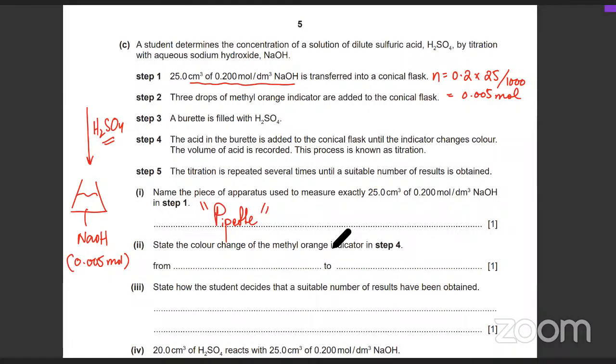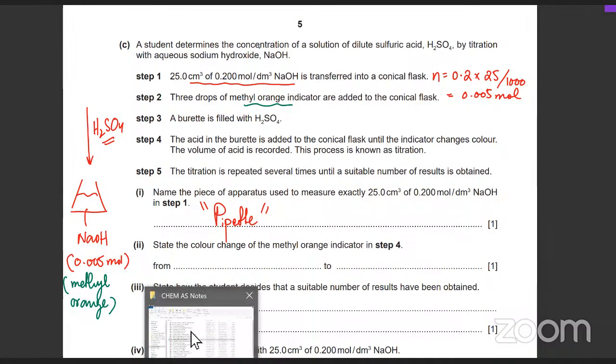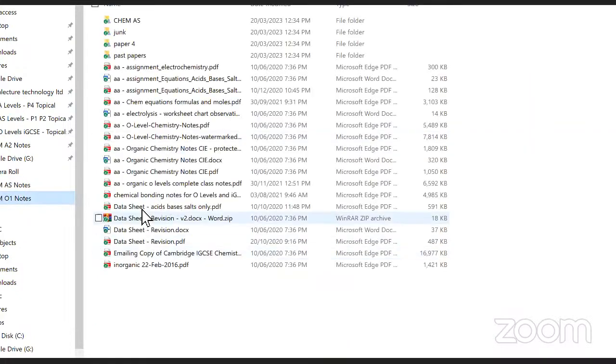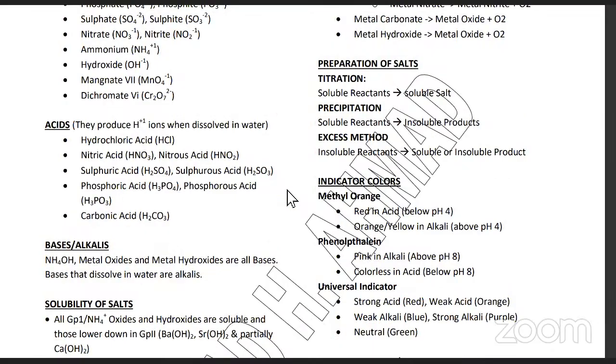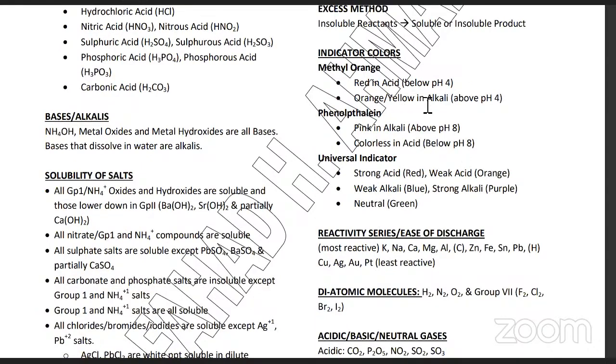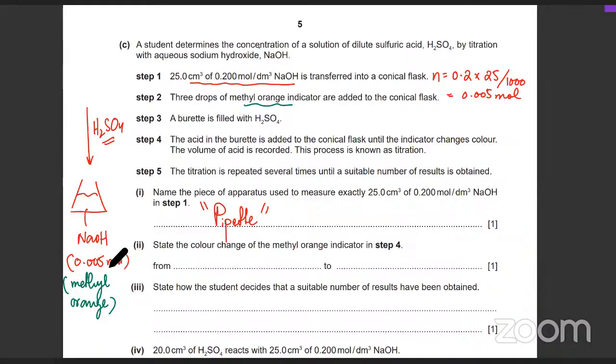How would the indicator change color? Which indicator did he add? I think he's adding methyl orange, right? Do you know what the color in alkali is? Open the data sheet if you don't remember. This acid base is also only data sheet. Methyl orange is red in acid and yellow in alkali, or orange yellow in alkali. So we know the color. Right at the beginning, the color is going to be what? It's going to be alkali, so it's going to be yellow.